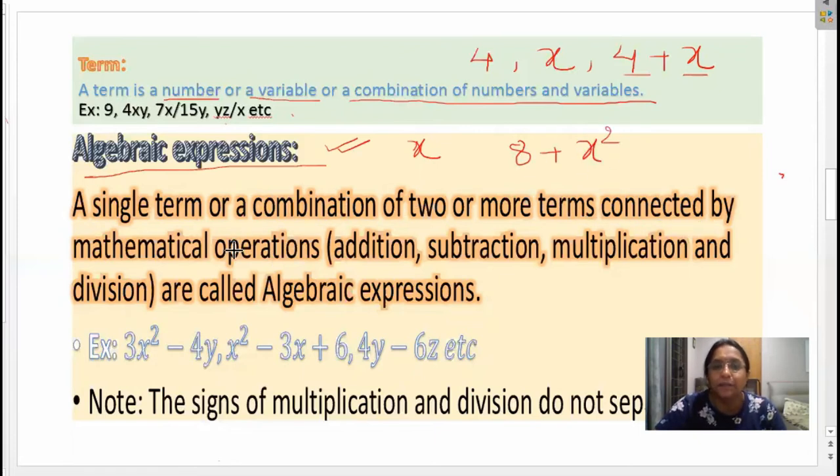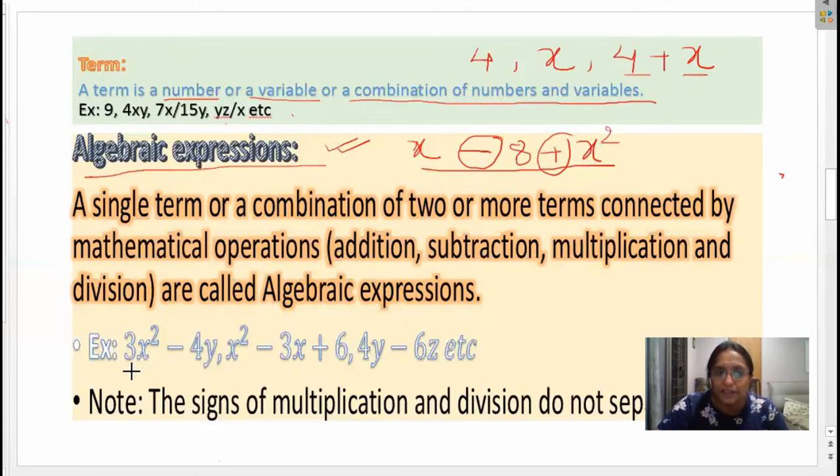Terms connected by mathematical operations. If I put 1 minus here, then this becomes an algebraic expression. So here it is called algebraic expression. What is algebraic expression? There will be one term or two terms or more than two terms. They will be connected with any of these mathematical operations, that is addition, subtraction, multiplication and division. These are called as algebraic expressions.